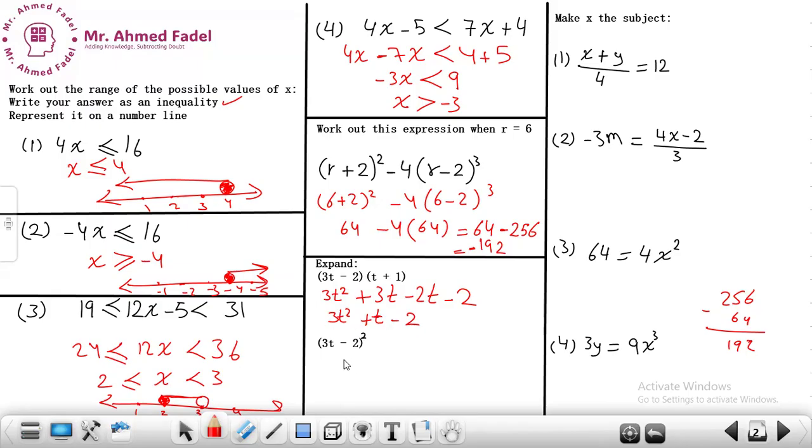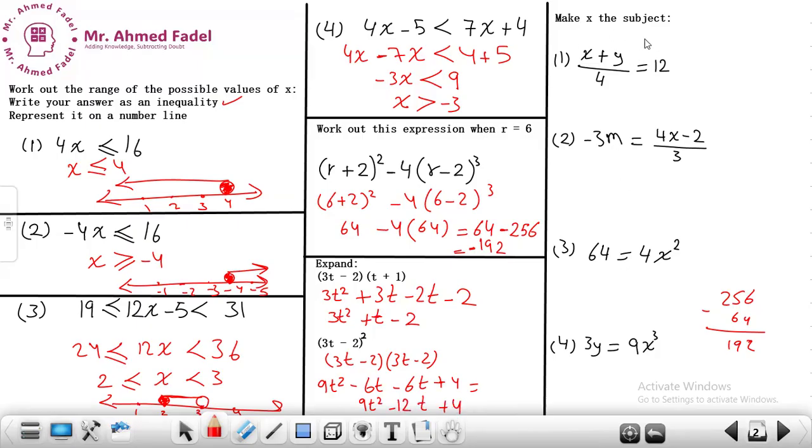Here, it is exactly the same as if you're saying 3t minus 2 multiplied by 3t minus 2. So first by first, 9t squared. First by second, negative 6t. Second by first, negative 6t. Second by second is positive 4. Equals, you're going to find here 9t squared minus 12t plus 4.